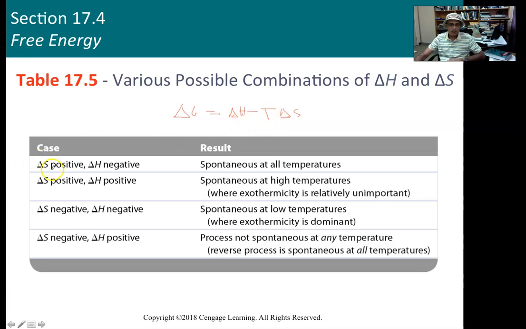In the case where delta S is positive and delta H is negative, here is negative, this is positive, this will be spontaneous at all temperatures. So basically looking at this equation and seeing the variability. You can go through the rest of that and try and follow through on that. Otherwise, you simply have to use this equation.